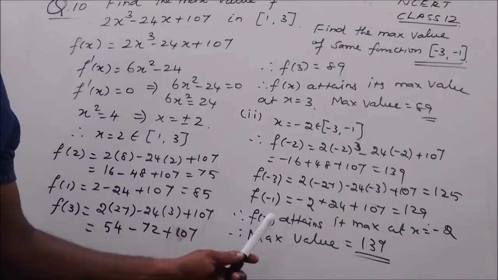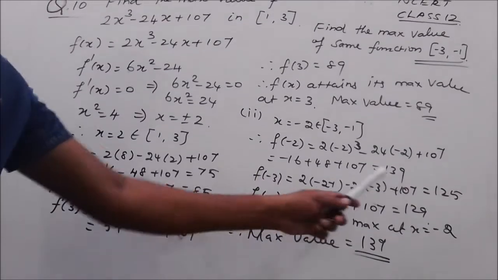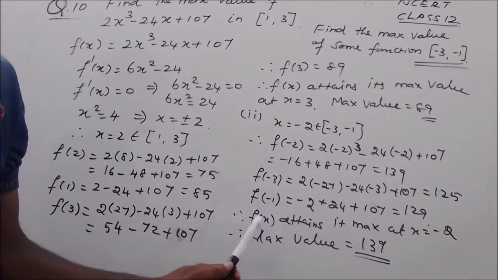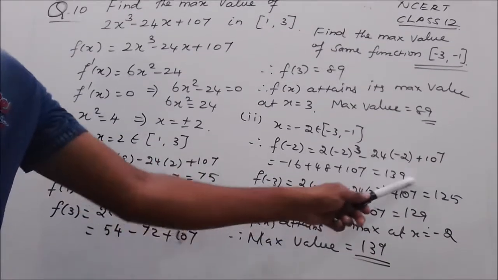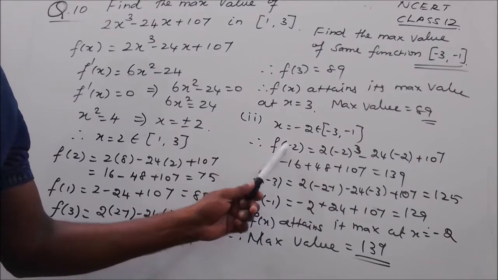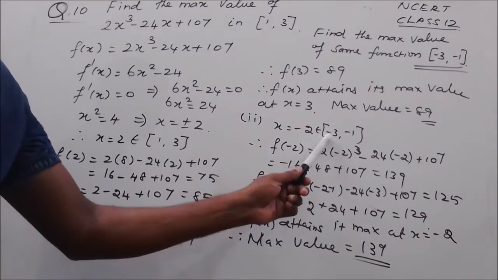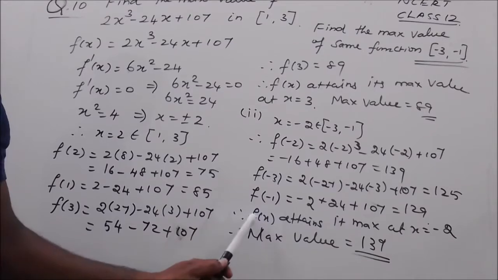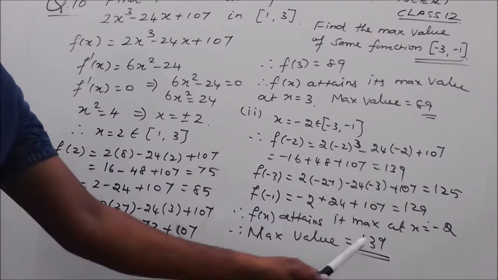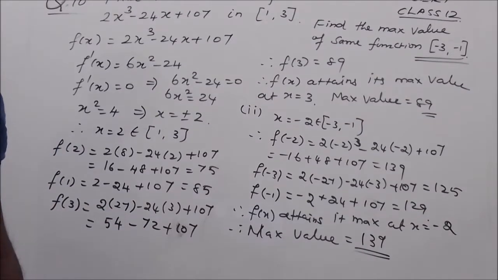Look here, f of minus 2 is 139, f of minus 3 is 125, f of minus 1 is 129. So comparing these three values, 139 is the maximum value. So f attains its maximum at x is equal to minus 2 in the interval of minus 3 to minus 1. Its maximum value is 139.